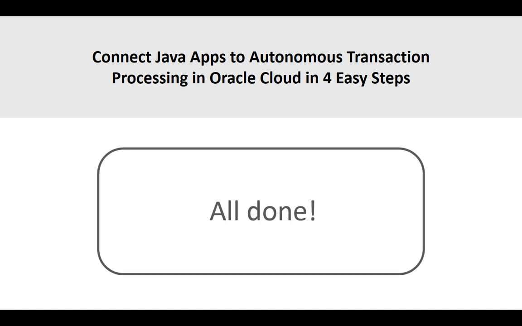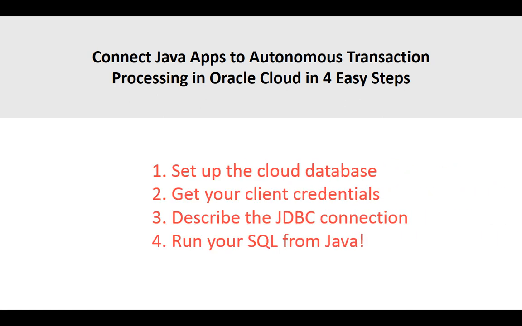And there we are. We're all done. We've successfully connected to autonomous transaction processing running in Oracle Cloud from a Java program using standard JDBC and UCP connections. Remember, these 4 steps make it easy for Java developers to jump into the cloud and quickly get coding.